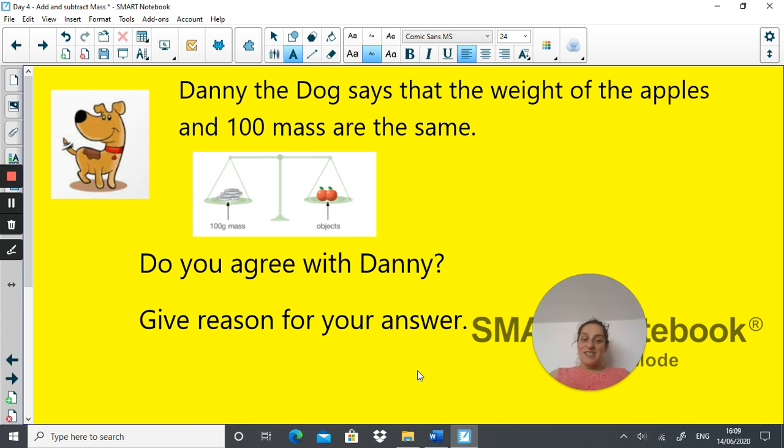And remember, when you give your answer, make sure it's a full answer. And Danny is right, because what indicates to us that the mass of both is equal is that the scale is absolutely horizontal. If the apples were heavier, the scales would tip that way. And if the coins were heavier, the 100-gram mass, the scale would tip that way. Given that the scales are level, Danny, the 3rd time this week, is right. The mass of the apples and the 100 mass are equal. They are the same. So well done.